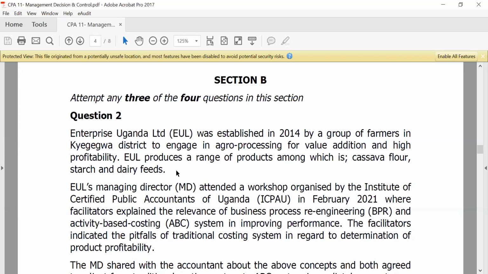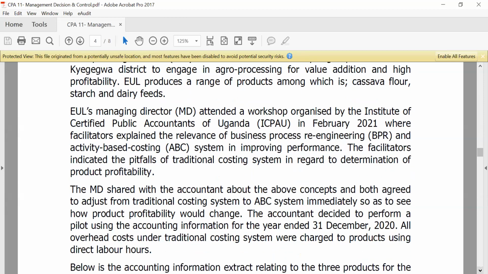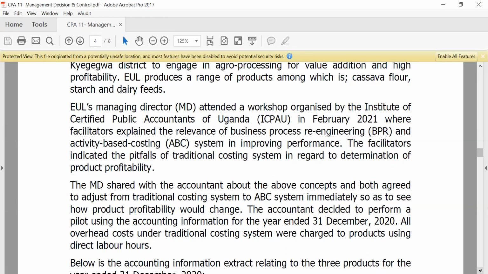So this is what we are trying to look at, the products they have. They're telling us that EUL's managing director attended the workshop organized by the Institute of Certified Public Accountants in February 2021, where facilitators explained the relevance of business process reengineering and activity-based costing systems in improving performance. The facilitators indicated the pitfalls of traditional costing system in regards to determination of product profitability. The MD shared the above concepts with the accountant, and both agreed to adjust from the traditional costing system to the ABC system so as to see how product profitability would change.